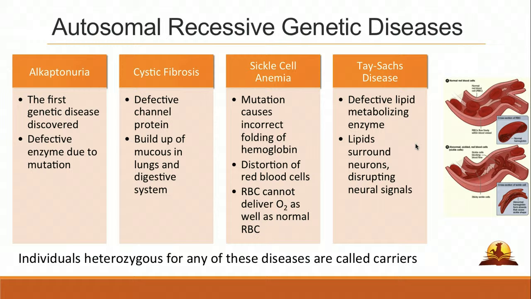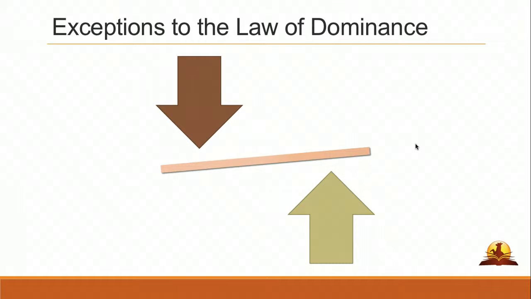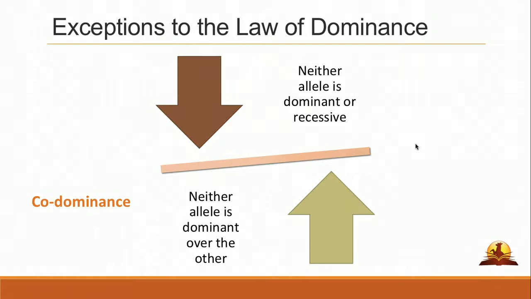So you're considered a carrier if you're heterozygous for any of these diseases. We talked about the law of dominance earlier. We talked about how in alleles there has to be one that's dominant, but there are exceptions to every rule. There are 2 exceptions to the law of dominance. One is that maybe the allele is neither dominant nor recessive. Or there could be that both are dominant and neither is better than the other.